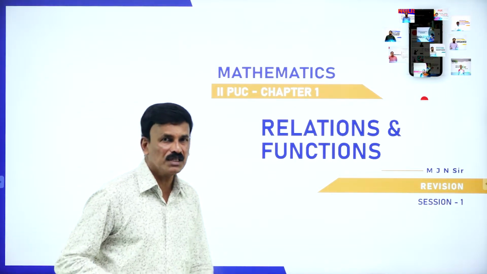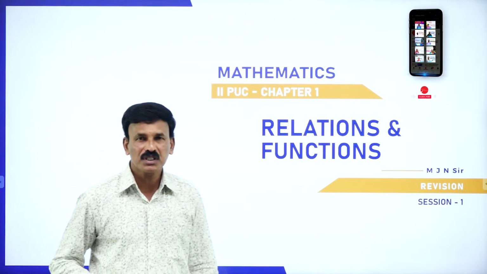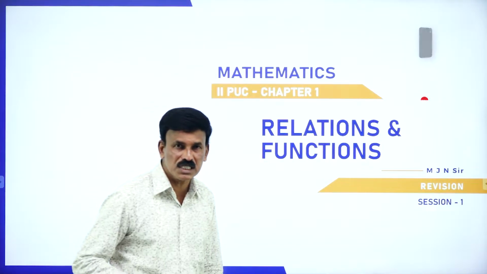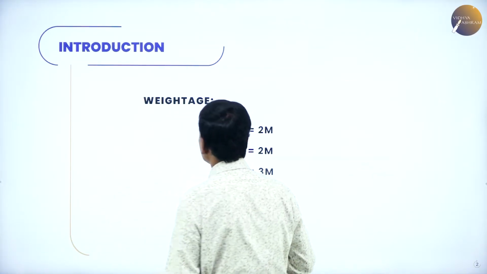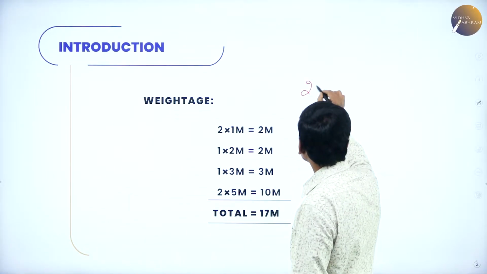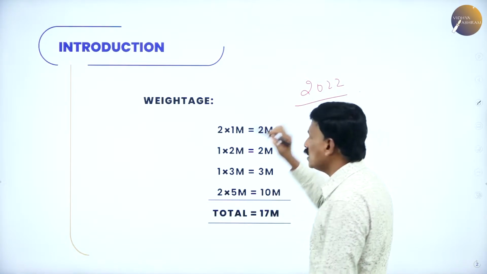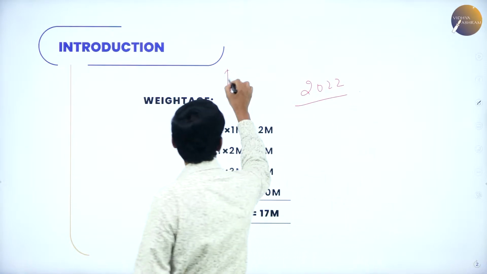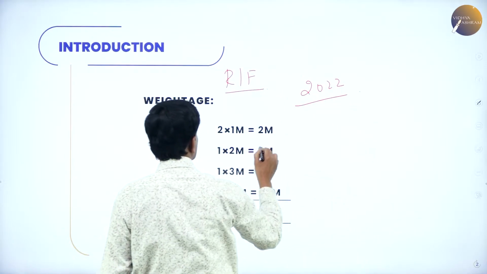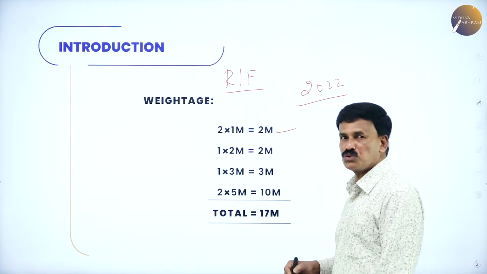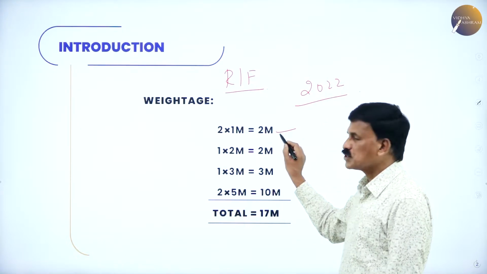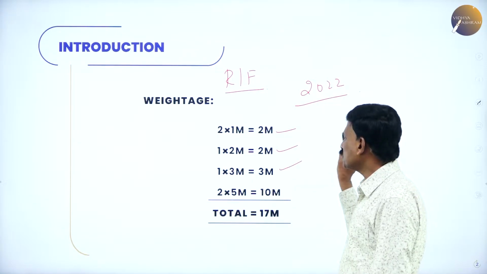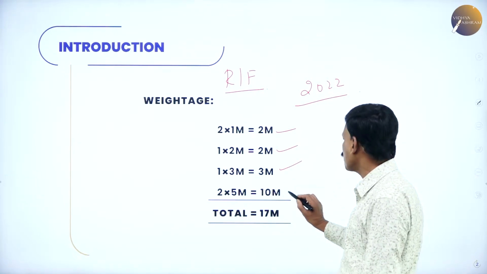This is a very important chapter. Before going to the exact chapter, let us know the weightage for this chapter for this academic year, that is for the 2022 examination. The weightage for relations and functions is like this: you will have 2 one-mark questions, 1 two-mark question, 1 three-mark question, and 2 five-mark questions.